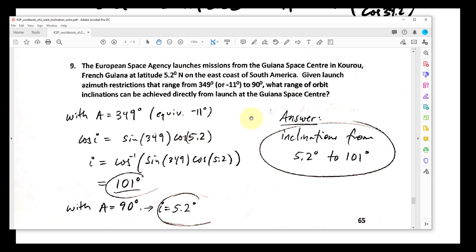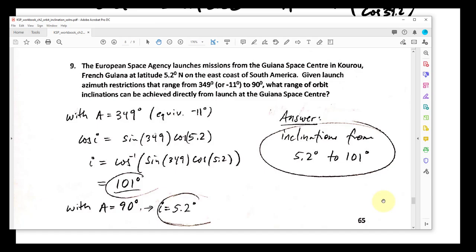Well, here, using an inclination of 349 degrees or negative 11, either one, the sine will give you the same result. And I'm solving for the inclination again. So inclination is 101 degrees if you launch at that negative 11 or 349 degree launch azimuth. And of course, if you launch directly east, you'll have an inclination equal to your latitude. So inclinations range from about 5.2 to 101 degrees.